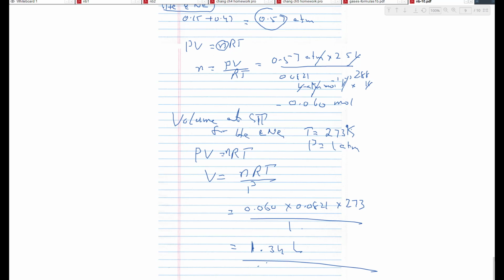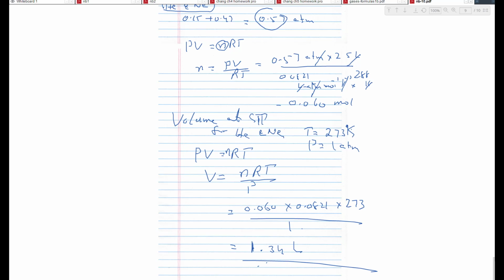Or maybe 1.3 only, because 0.060 has only 2 significant figures. So I think 1.3 liters is going to be the answer, keeping 2 significant figures.